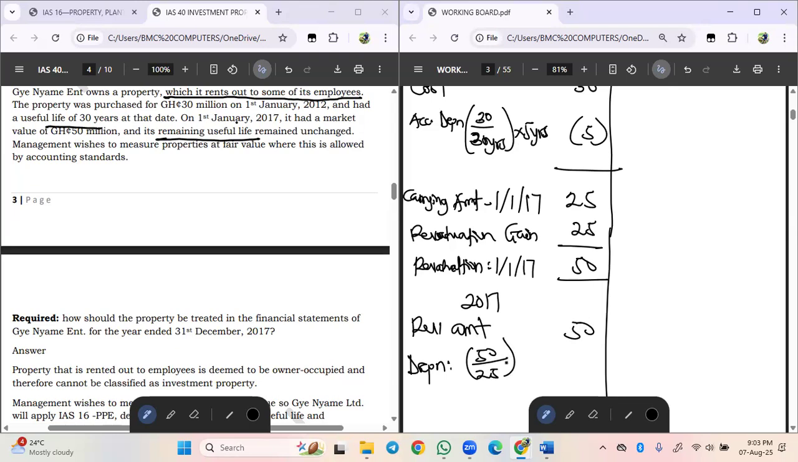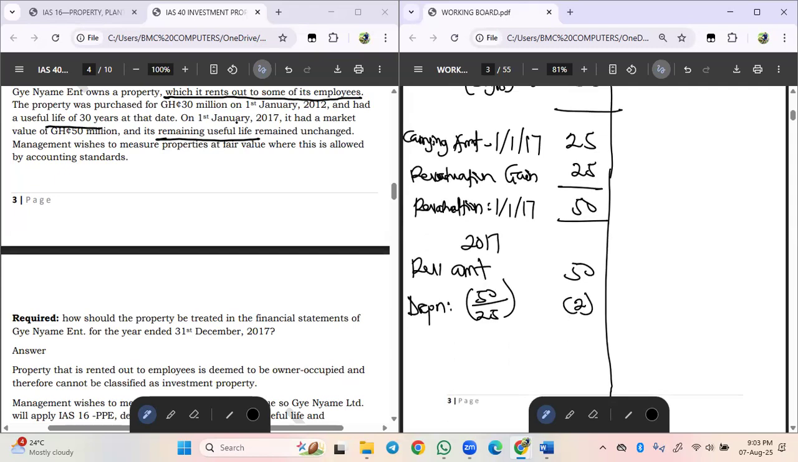All right. So this one will be how many years? The amount will be what? 2 million. Okay, so the carrying amount as at 31st December 2017 will be 48 million.